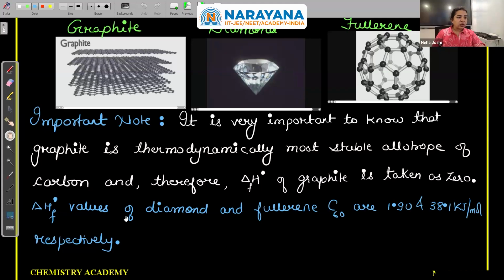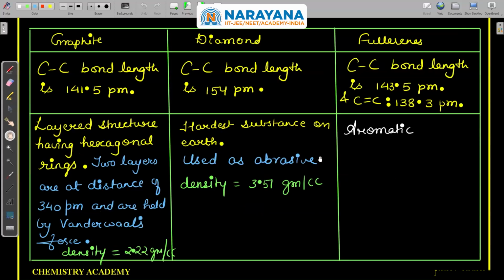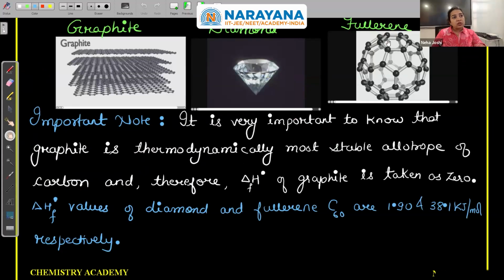Yes, Rohit, what do you want to say? Ma'am, you said fullerene is aromatic, then why does it have 2 different bond lengths? Yeah, because it need not be. Even in naphthalene and all, you have different bond lengths, no? If something is aromatic, it does not mean all the bond lengths will be exactly equal. That depends on their resonating structures, Rohit. Right, okay, thank you.